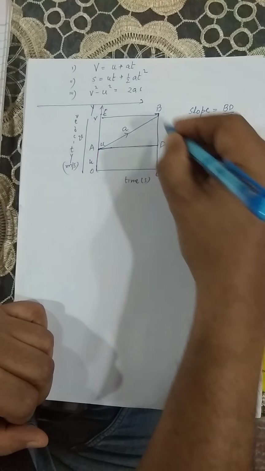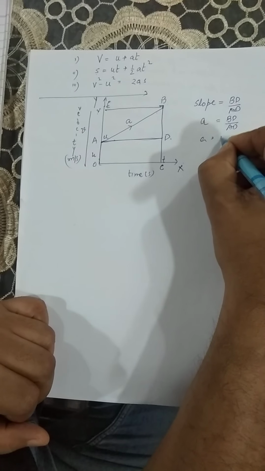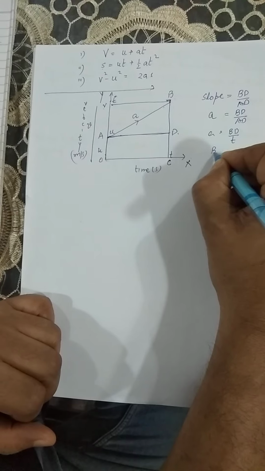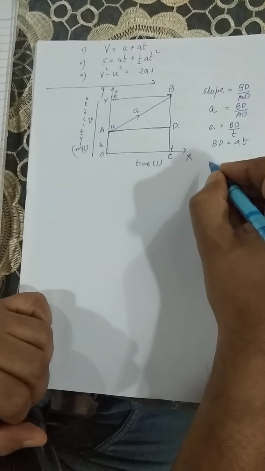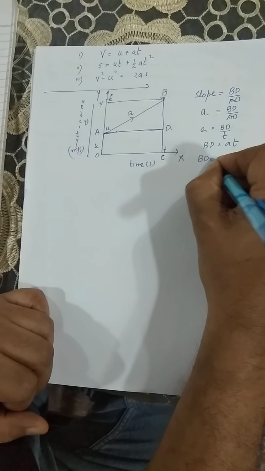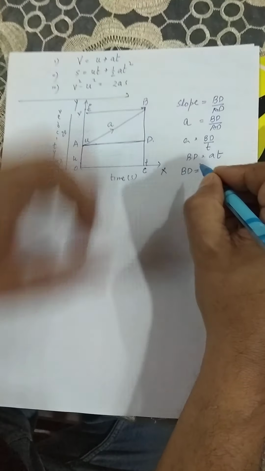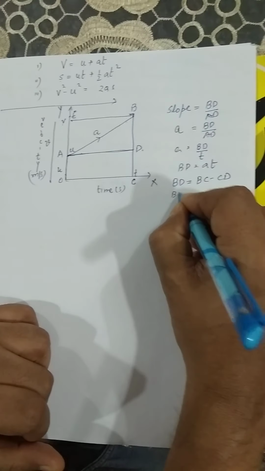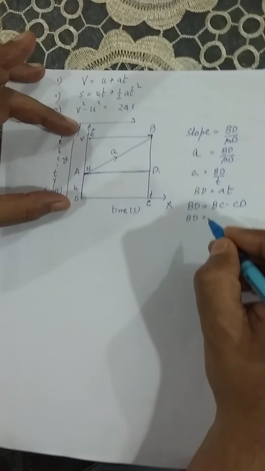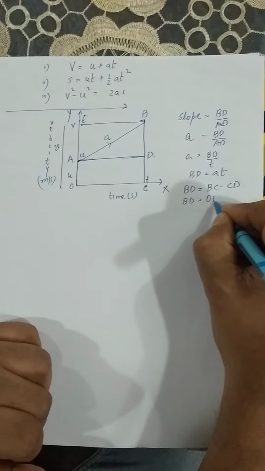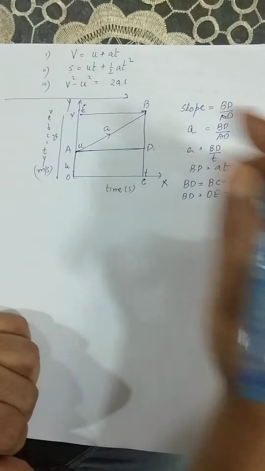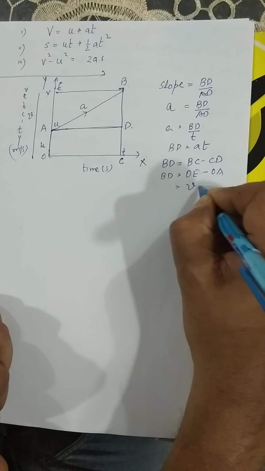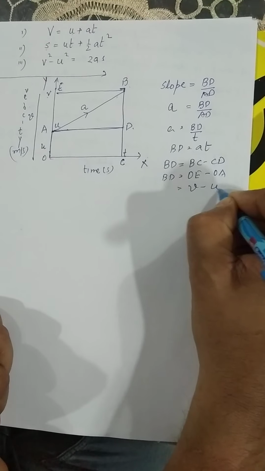The value of BD is like this and AD is equal to t. So BD is equal to at. And again, BD can also be represented as BD is equal to BC minus CD. So BC is equal to OE and CD is equal to OA. And you know that the value of OE is v and the value of OA is u.